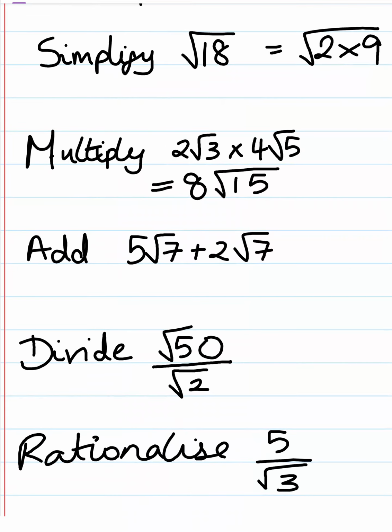Our next one is addition. 5 square root 7 plus 2 square root 7. We add the numbers outside of the square root because the numbers on the inside are the same. So 5 plus 2 is 7 and the number inside stays the same. So we get 7 root 7.